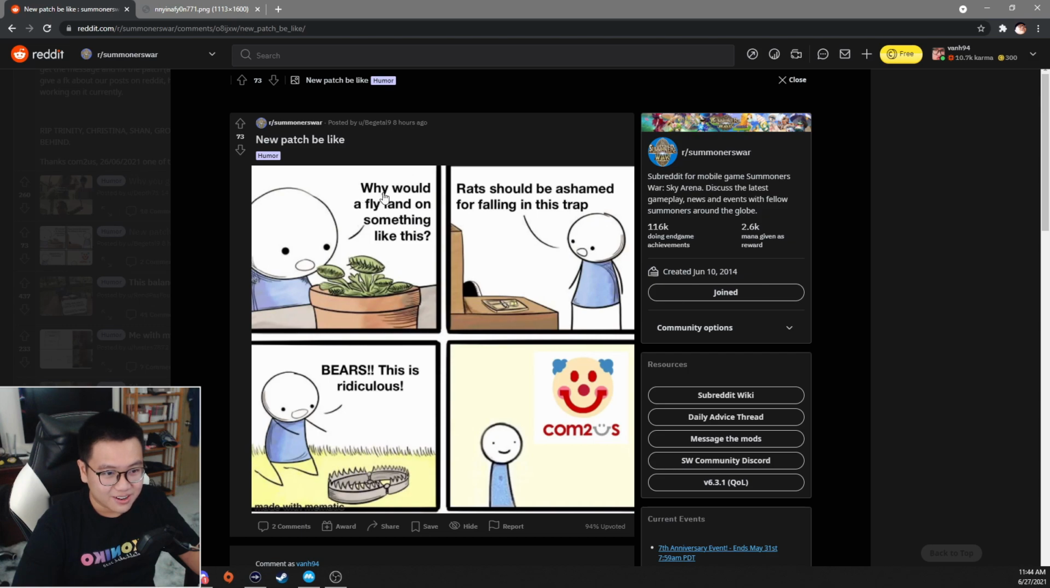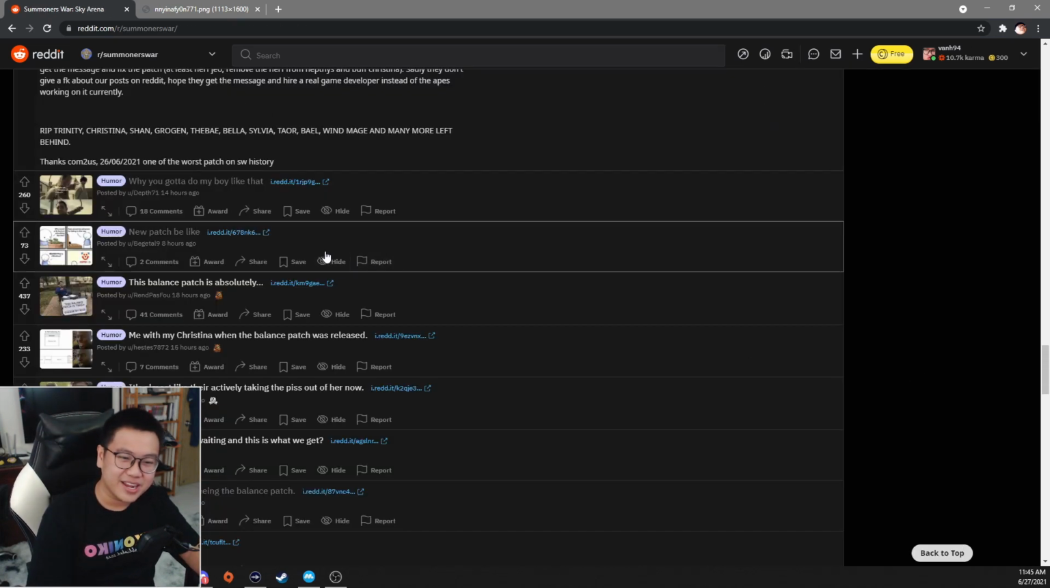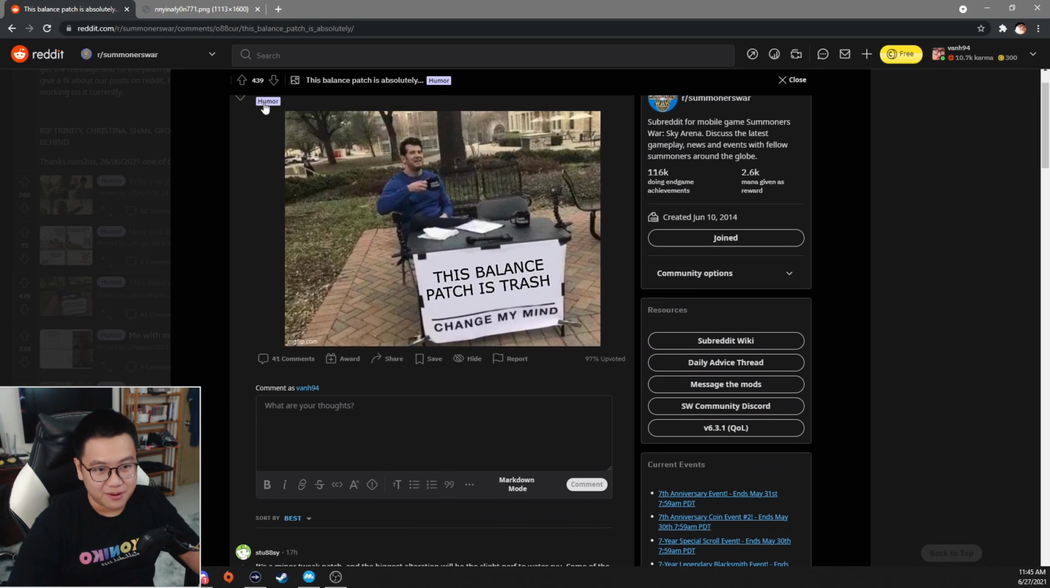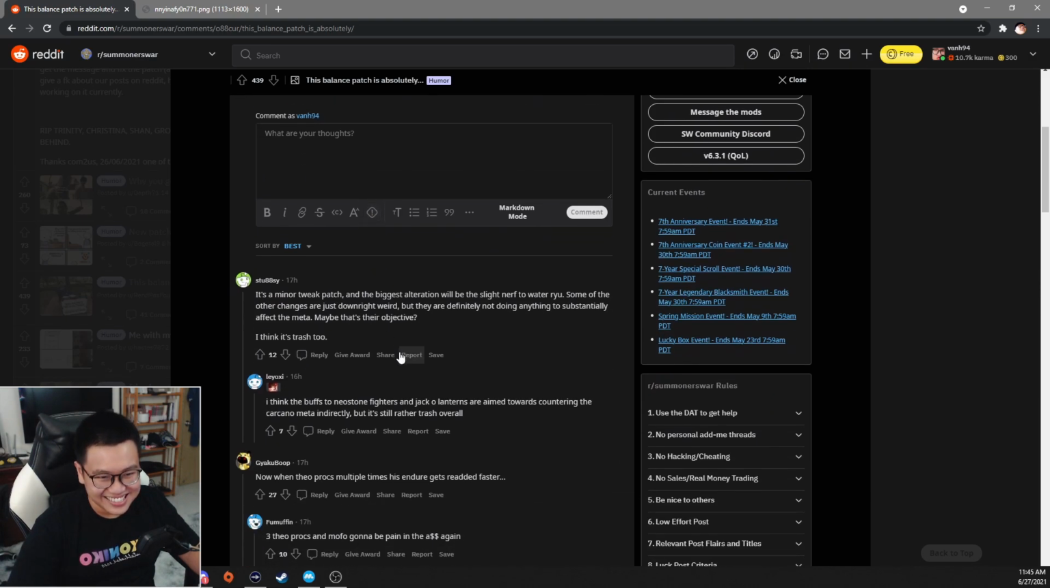New patch be like, why would a fly land on something like this? Rat should be ashamed of falling for this trap. Bear, this is ridiculous. Meanwhile, us, playing Com2us game. What is this self-deprecating humor? Dude, the balance patch is absolutely trash. Change my mind. 400 people, I would not change your mind.